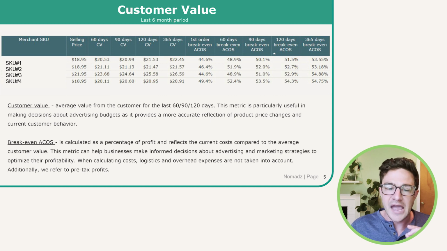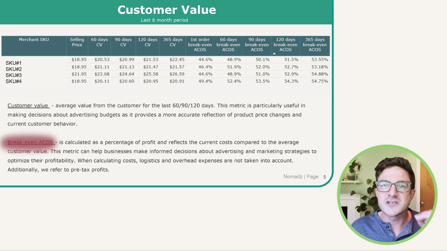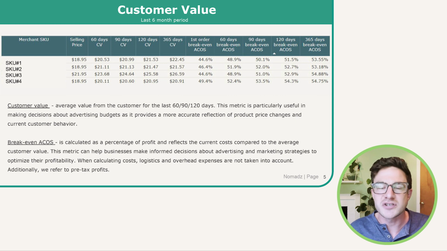So that's what you need. You need to say, hey, what is this customer value? What is this break-even ACOS? Those are the numbers you go after. That's how you get more aggressive. That's how you get new customers, is you look at lifetime value.